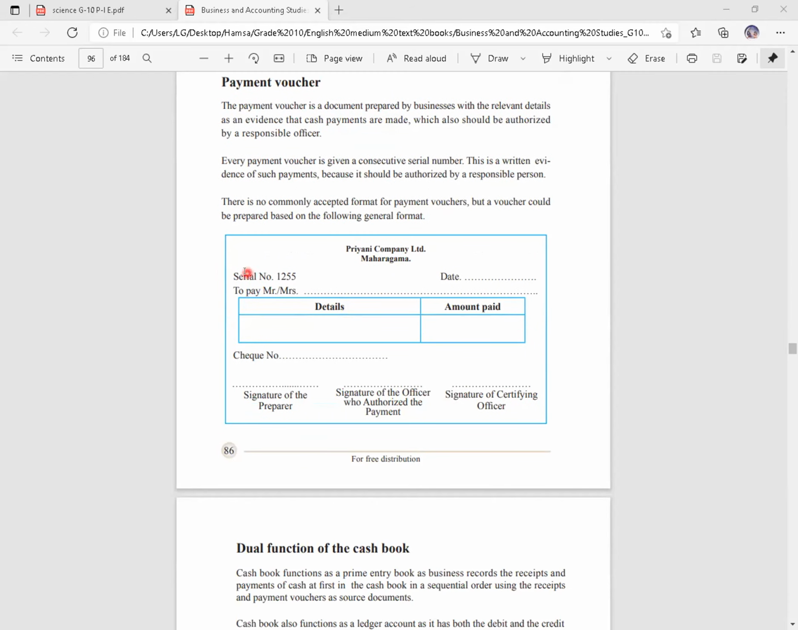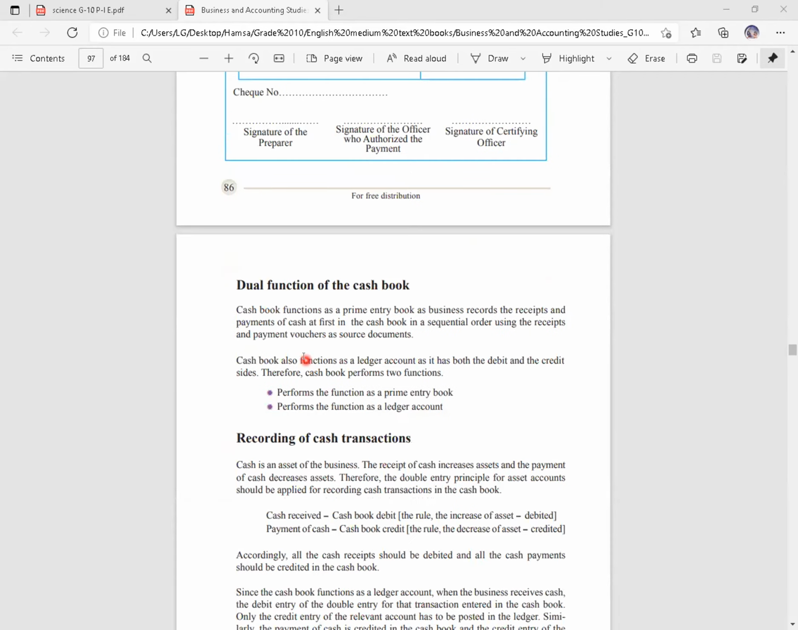Name of the company, serial number, to whom you're going to pay, to which company or customer. This is the name of your company, and here you write to whom you're going to pay, for what purpose you're paying, the amount, and the date. If it is paid by check, the check number. Signature of preparer: if you're preparing, you place a signature here. The authorized officer should place a signature here. Signature of certifying officer, so another two witnesses should sign this one. Understood?